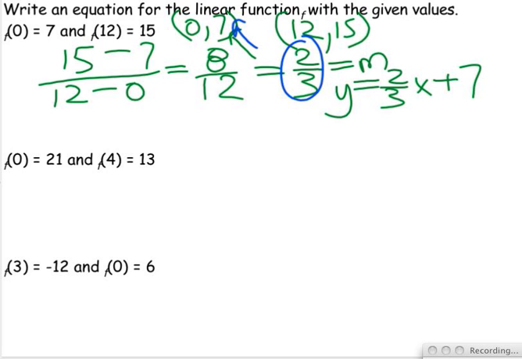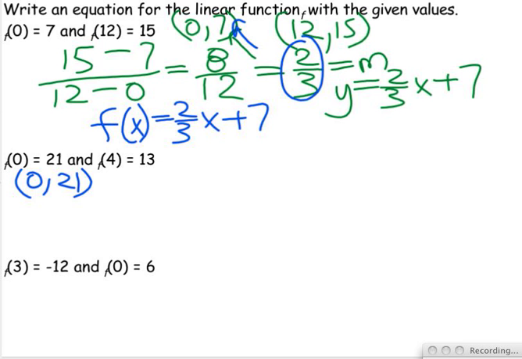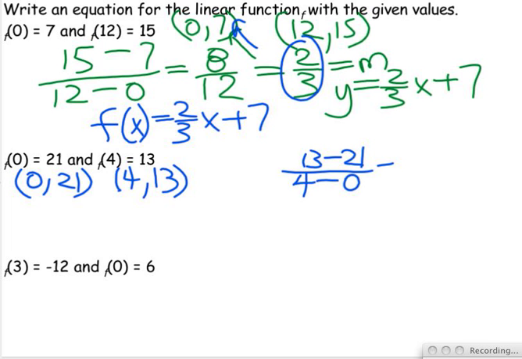Okay, so for these things here, same sort of idea, (0, 21), (4, 13). So what's going to be the slope? It's going to be, well, 13 minus 21 over 4 minus 0. That's negative 8 over 4. So that's going to be negative 2. So that's going to be our slope. And then we already have our y-intercept there.